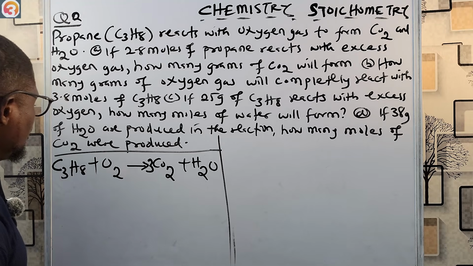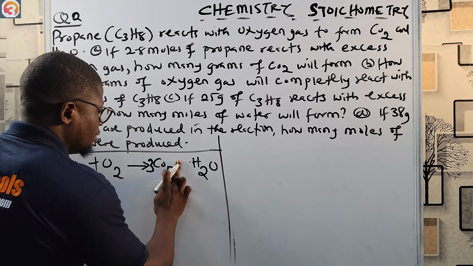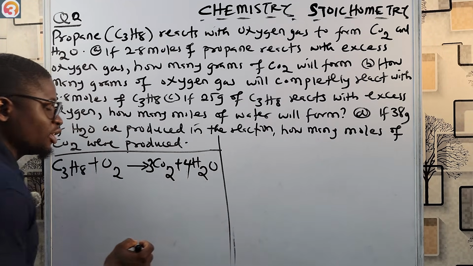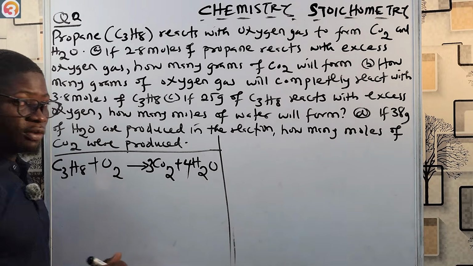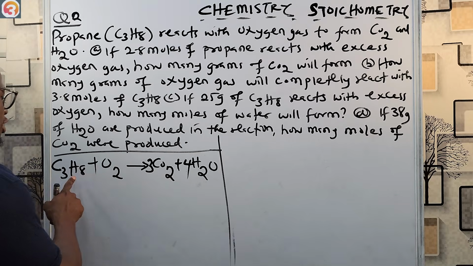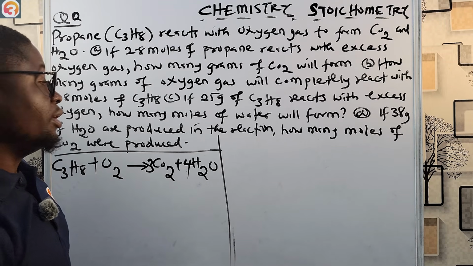Okay, so if we put a factor of 4 here, that is 4 molecules of water. So I'm going to have 4 times 2 atoms of hydrogen. That will be 8. That will be balanced. Now let's check for the oxygen.